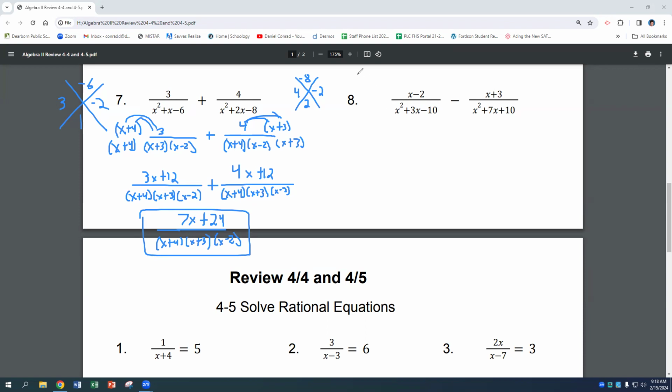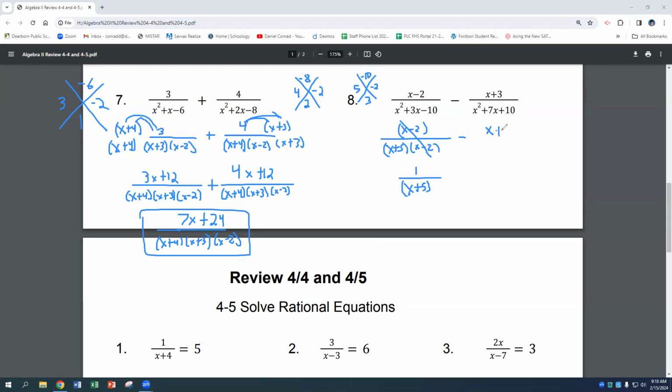All right, same thing on the next one here. We need to factor the denominator. So we have negative 10 and 3. So that's going to be positive 5 and negative 2. So I have x minus 2 over x plus 5, x minus 2. Okay, and I notice I have x minus 2 on the top and bottom, so I can cancel those off. So I really get 1 over x plus 5. Okay, that'll make things easier for me.